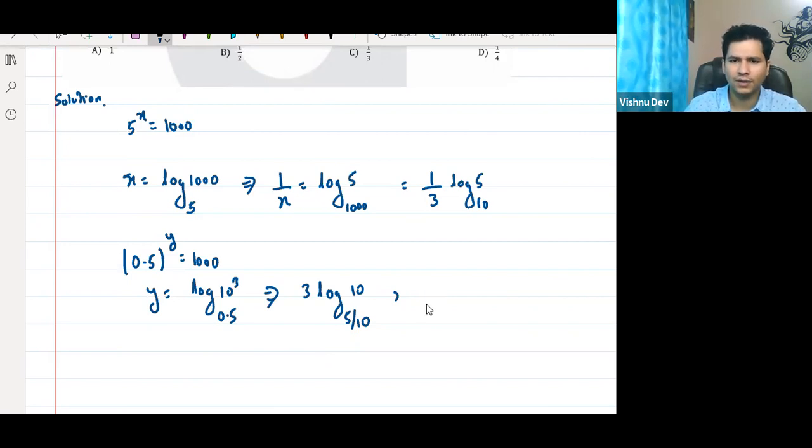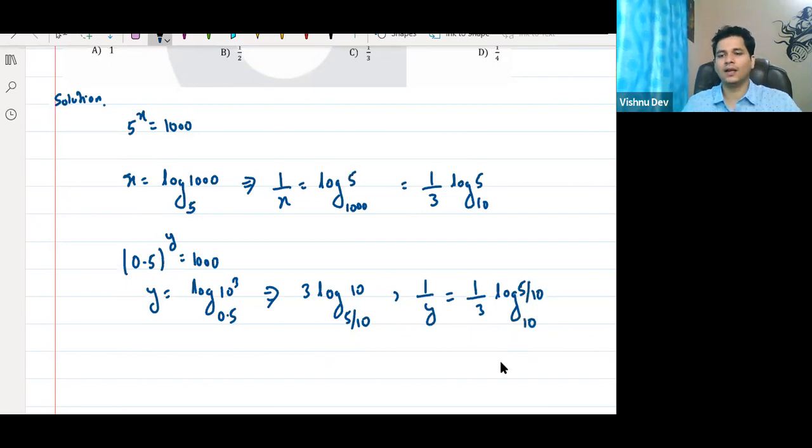So 1 by y can be written as 1 by 3 log 5 by 10 base 10, yes or no? Anyone have a doubt until this point? No, sir. Okay, very good. Now what we have to find?